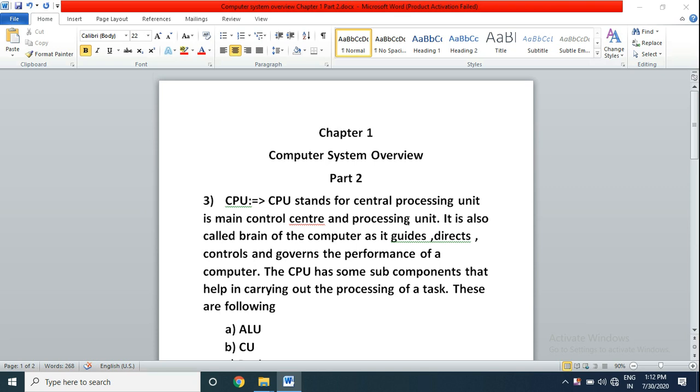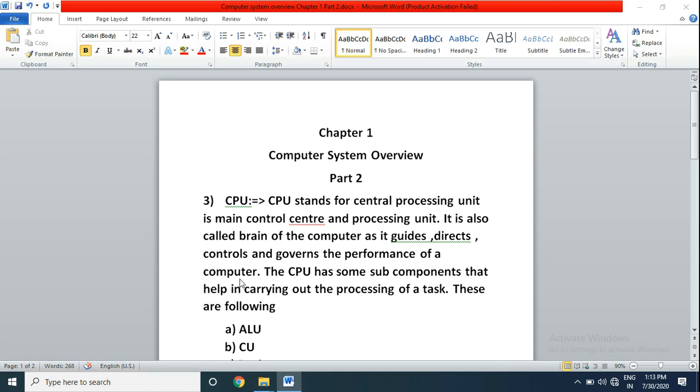Hello students, in the last video we learned about input devices and output devices. Today we learn the third part of our computer system overview, which is the CPU. CPU stands for Central Processing Unit. It is the main control center and processing unit. It is also called the brain of the computer as it guides, directs, controls and governs the performance of a computer.